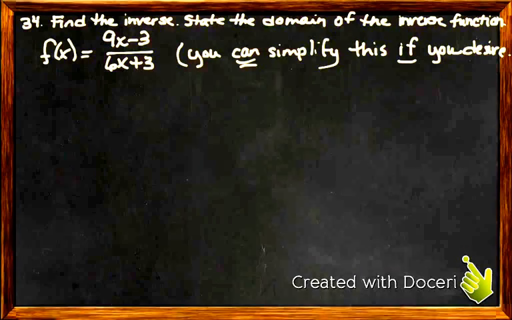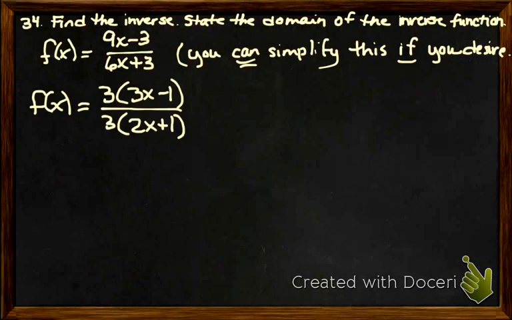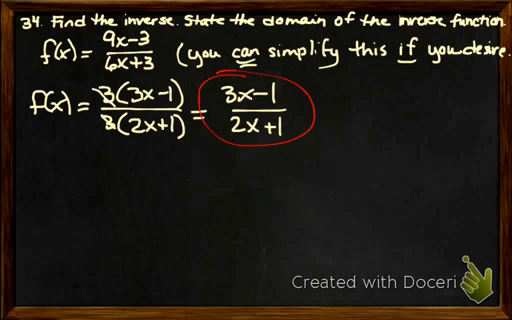Now, what we can do is simplify this. We don't have to, but we can. It just makes it a little bit easier to work with. As you can see, both the numerator and denominator have a common factor of 3 that can be canceled out. So our new equivalent equation is this right here.